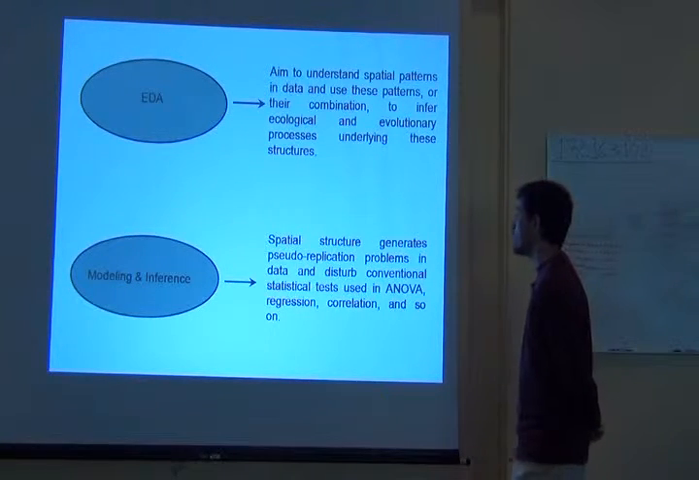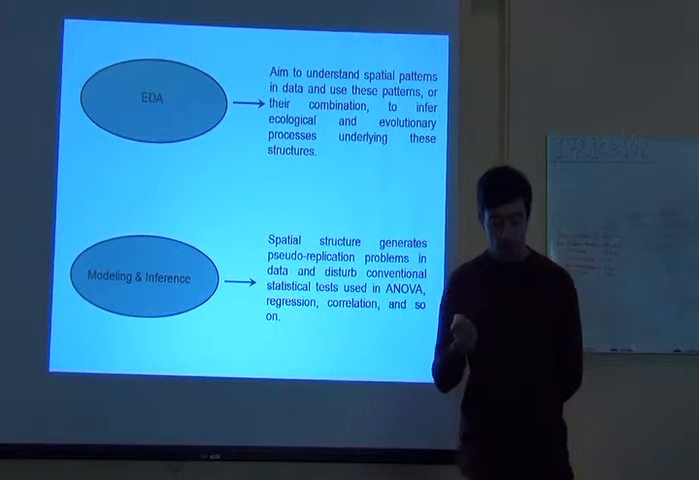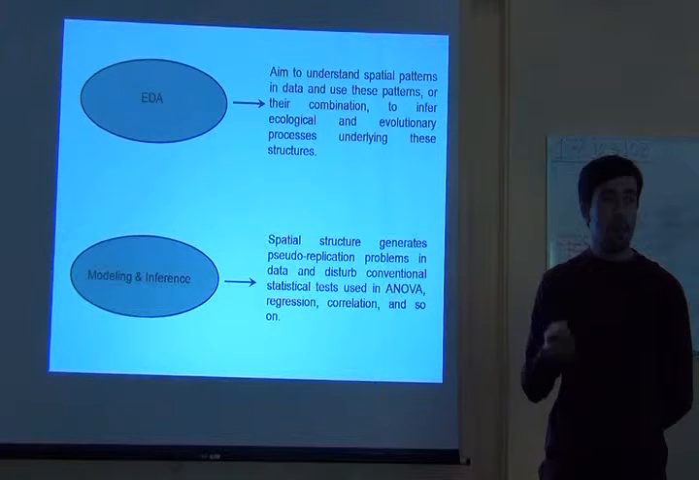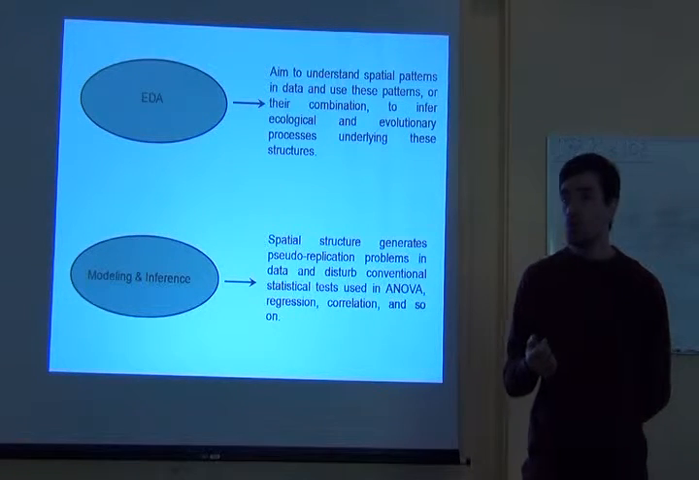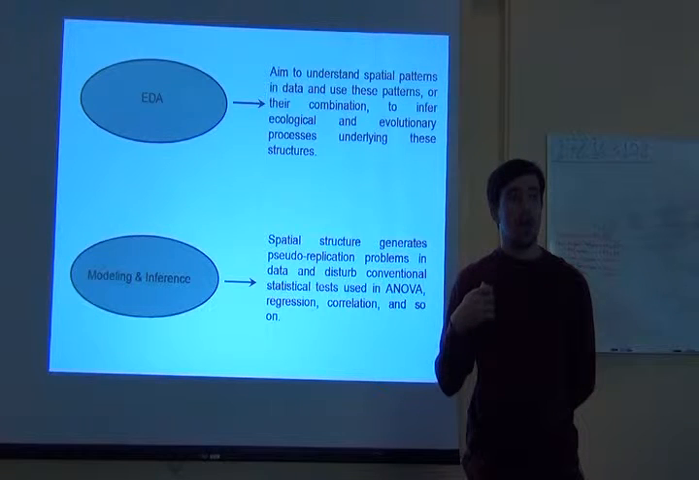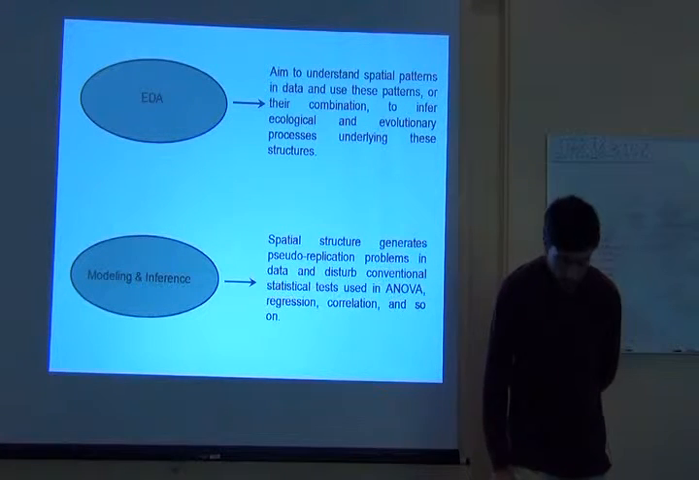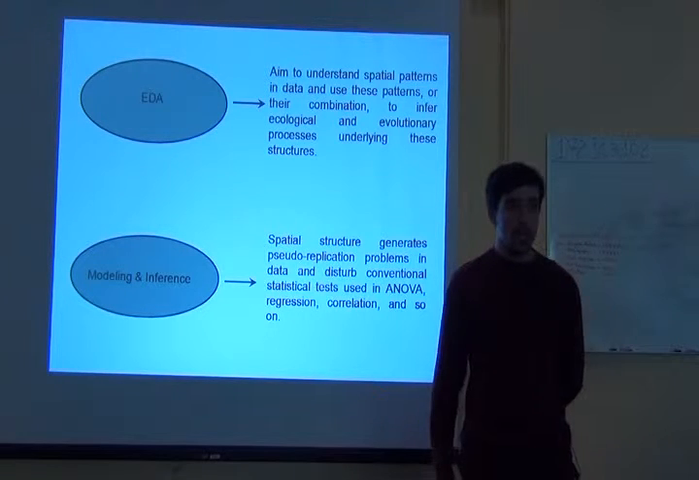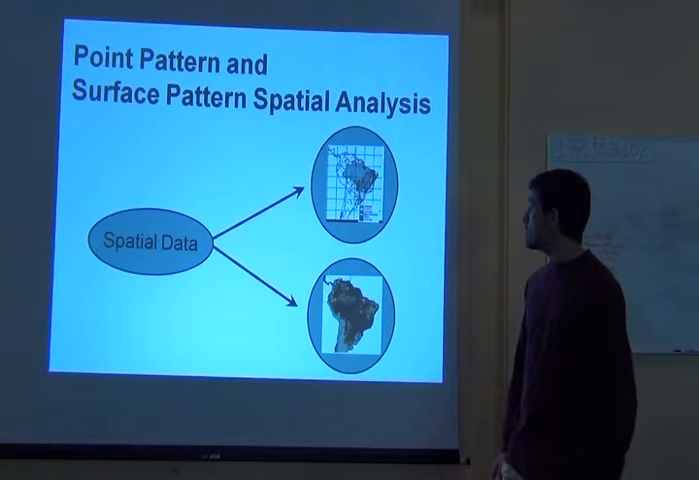And for modeling and inference, spatial structure generates pseudo-replication, and that causes some problems for the analysis. So we need to adapt. We need to change the standard statistical methods we use to analyze data so that they fit the assumptions of the methods. Anytime you do standard statistical analysis on data that are spatially autocorrelated, you need to think of this spatial autocorrelation as potentially violating the assumptions in your analysis. Okay?